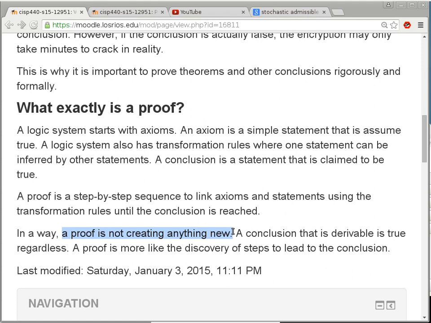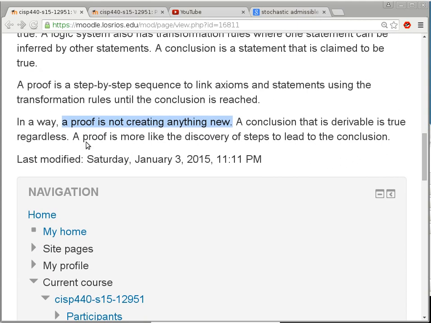Are we doing okay so far with this? Okay, so we are not actually making up anything new. We are discovering something that is already there and finding out how to get there. So that's why I said right here, a proof is more like the discovery of steps leading to the conclusion, but it's not actually creating a new conclusion. The conclusion has always been there because of the axioms and the transformation rules. Yep. So you're in the boat that thinks that math is discovered?